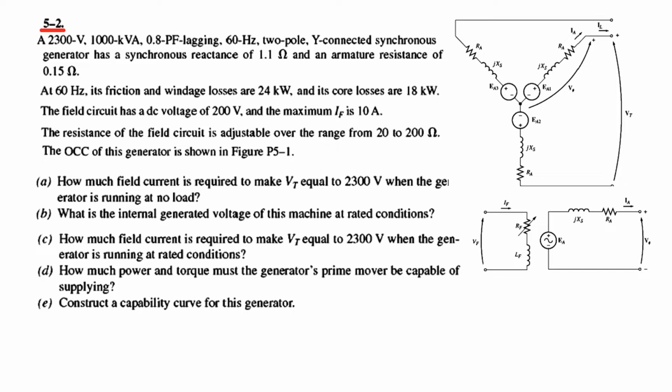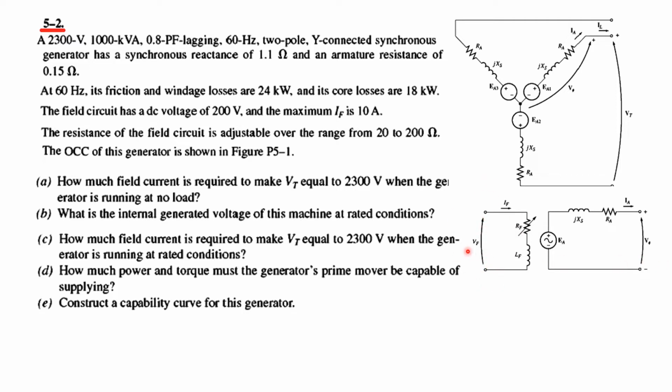Its reactances are given, and reactance and armature resistance. So this is the armature resistance and this is reactance. At 60 Hz, its friction and windage losses are given. The field circuit has a DC voltage of 220 volts. So this is the field circuit voltage.